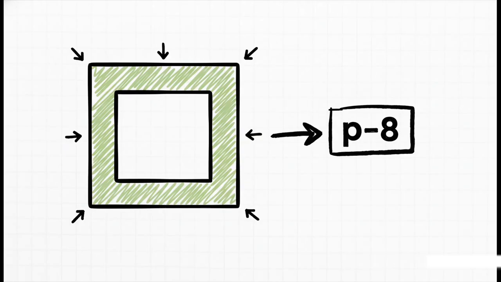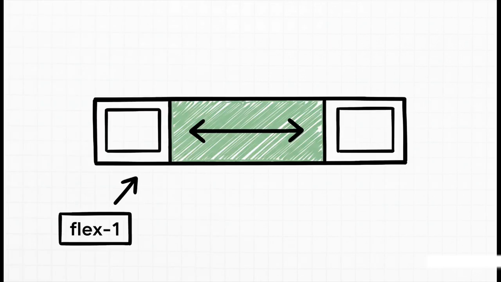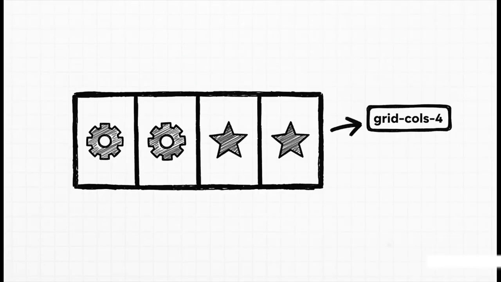Okay, so let's look at some of these Lego bricks up close. For example, you've got a class like p-8. Its only job in life is to apply a specific amount of padding. That's it. Simple, right? Then you've got something like flex-1. All this does is tell a flex item to grow and fill whatever space is available. Again, one class, one job. And one more, grid-cols-4. You can probably guess what this does. Yep, it creates a 4-column grid. You're starting to see the pattern, right? Just tiny, predictable, single-purpose blocks.